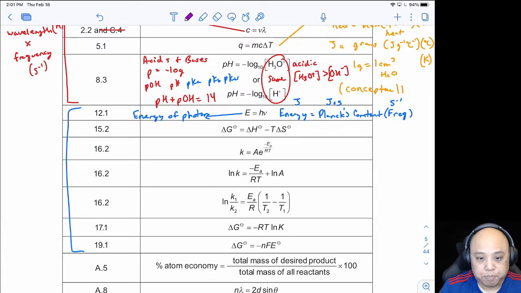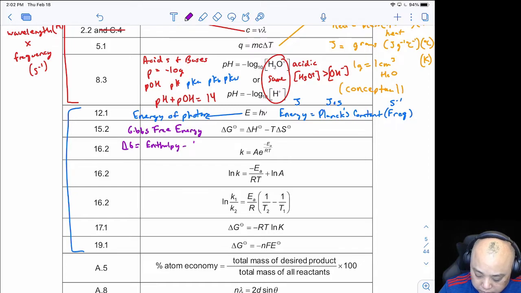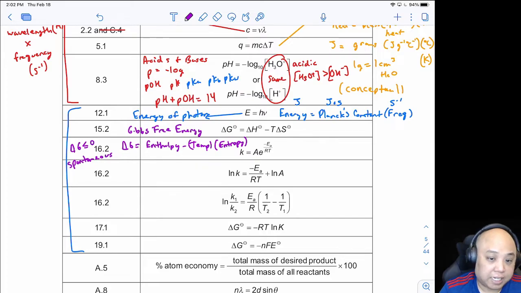Now, 15.2 is a big equation. This is the main delta G equation, okay? And this is Gibbs free energy. Okay. And this is delta G is equal to enthalpy minus temperature times entropy. Okay. So it's the enthalpy value minus temperature times the entropy. And you want delta G to be less than or equal to 0 to be considered spontaneous, that it reacts on its own.